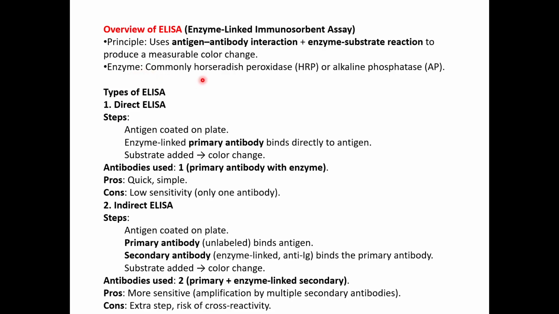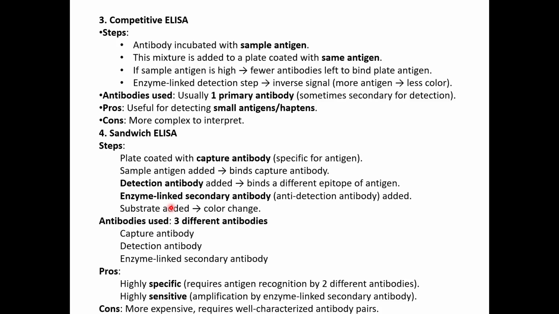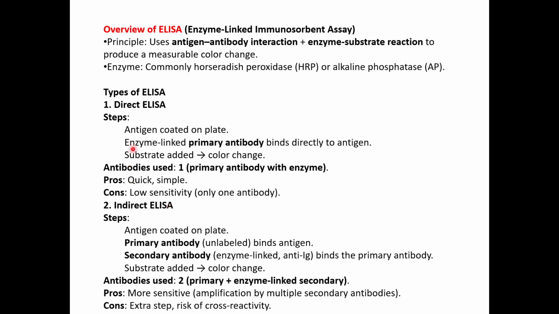Then the enzyme that is commonly used for this purpose for the enzyme substrate reaction is HRP, that is horseradish peroxidase, or even alkaline phosphatase. So there are different types of ELISA: direct ELISA, indirect ELISA, sandwich ELISA, and competitive ELISA. So just a brief about all these.